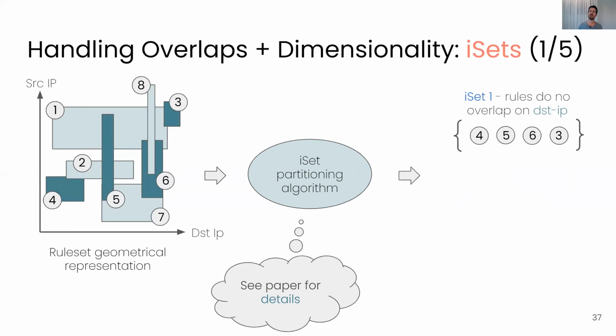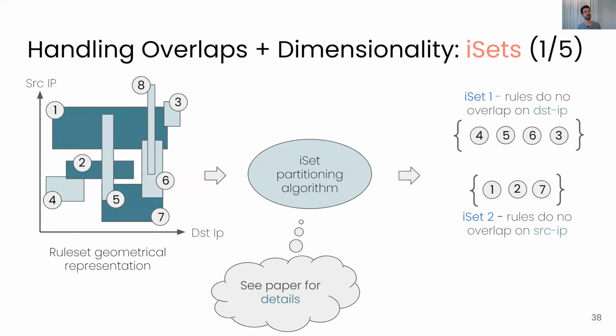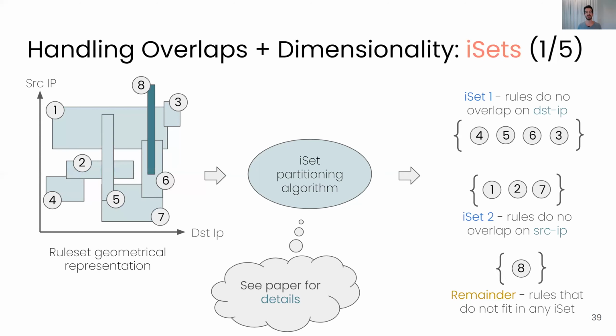Let's look on I-set 1. It contains rules 4, 5, 6, and 3, which do not overlap in the destination IP field. I-set 2 contains rules 1, 2, and 7, which do not overlap in the source IP field. Some rules do not belong to any I-set. We term them as the remainder set. Note that all subsets are mutually exclusive, meaning each rule is contained in exactly one subset.